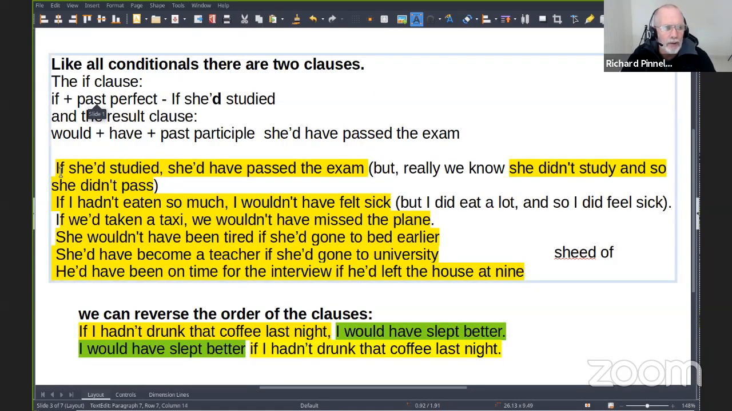So here we have the same example. If she'd studied, she'd have passed the exam. But really, we know she didn't study, so she didn't pass. Again, we can change the order and we could say, she would have passed the exam or she'd have passed the exam if she'd studied. You can say both ways round.